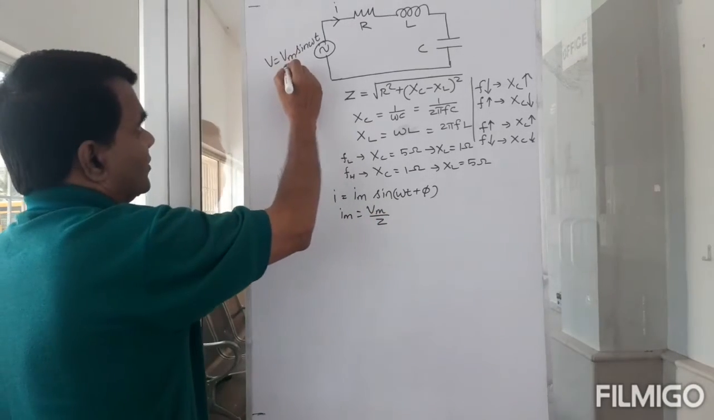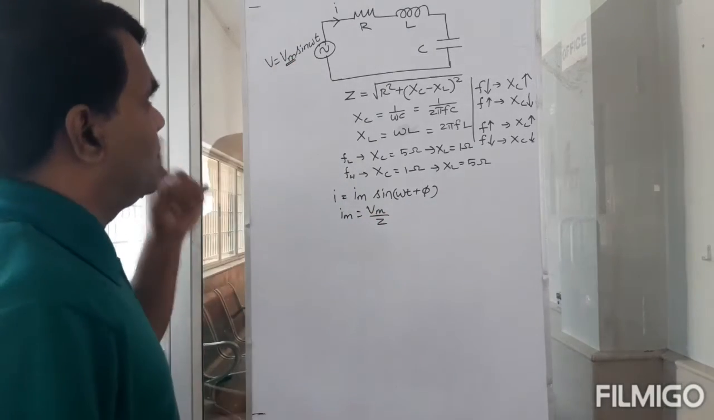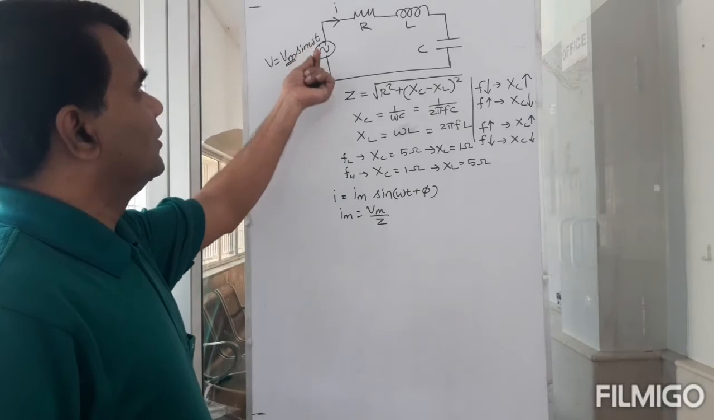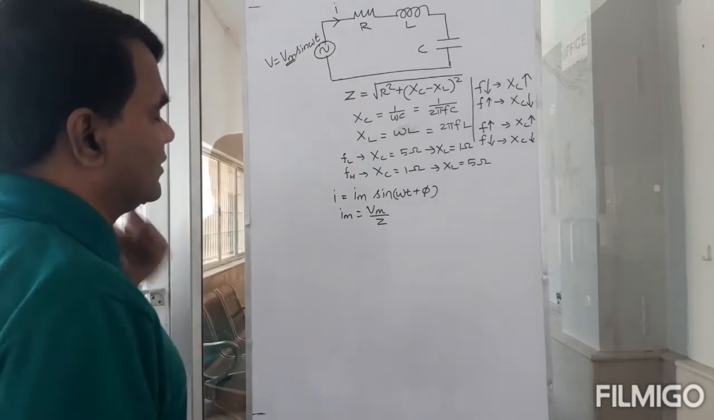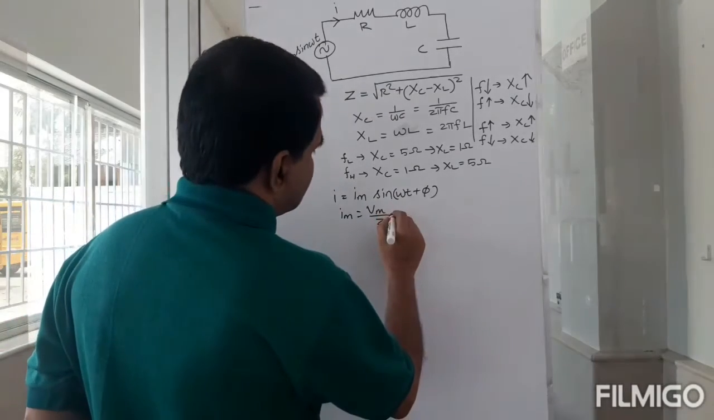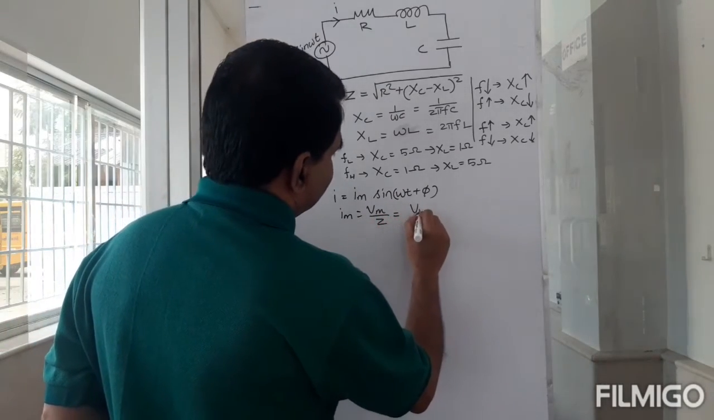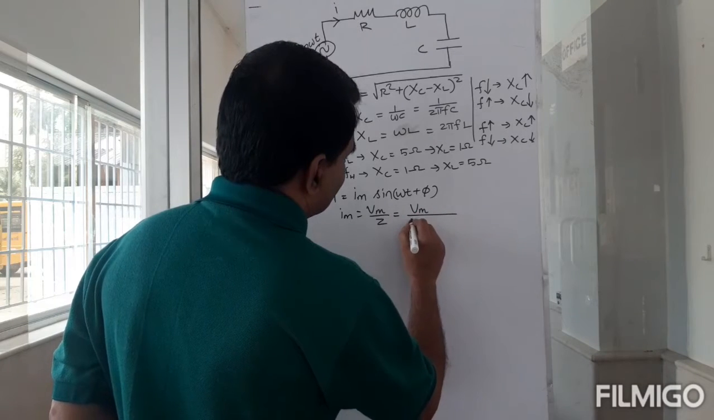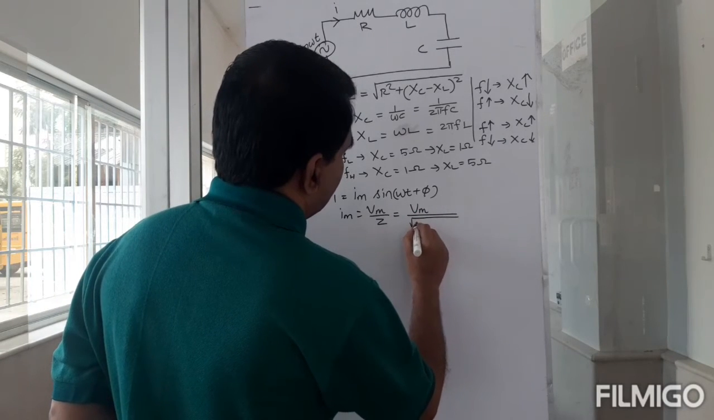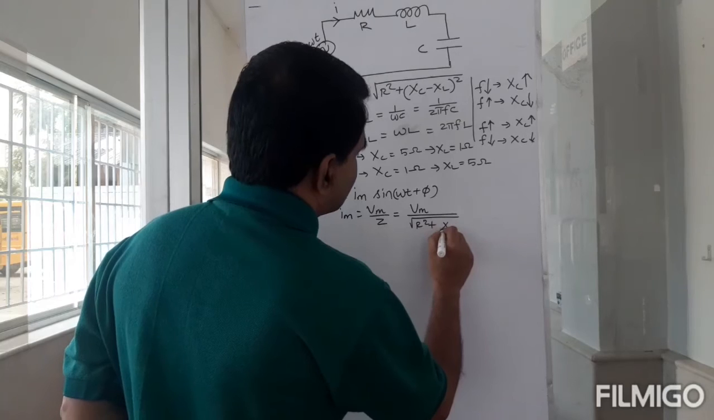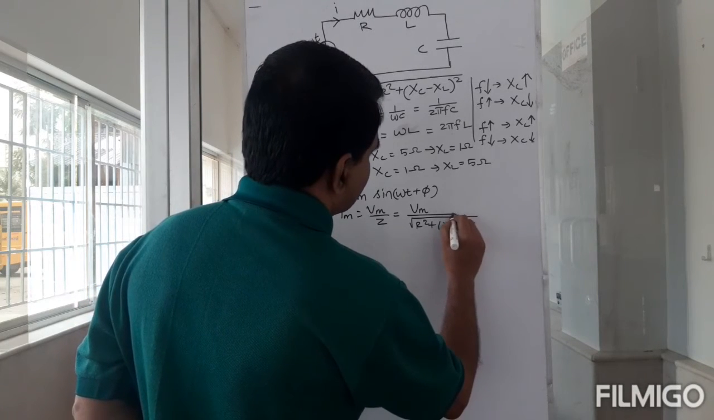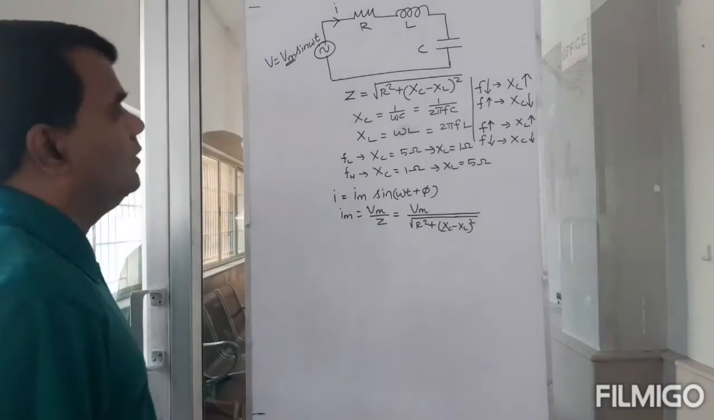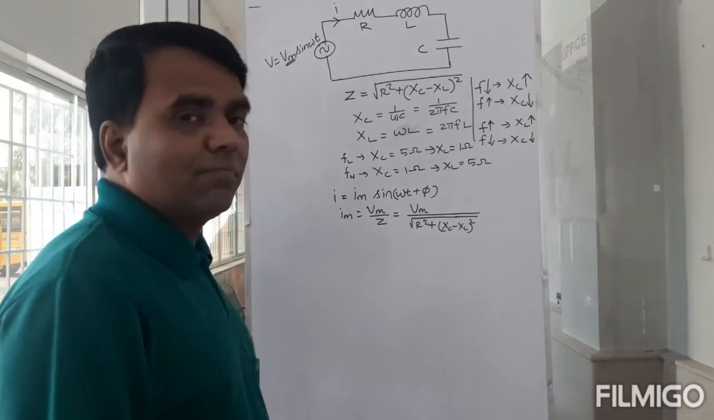Vm is constant. That's not going to change. Okay. I'm going for a particular Vm, then I'm just going to change the frequencies, right? Fine. Okay. So this is equal to Vm by root of R squared plus (Xc minus XL) the whole square.